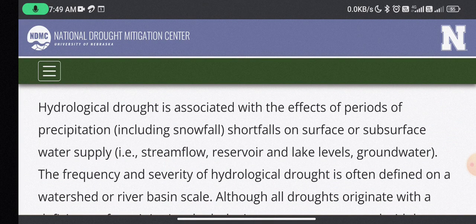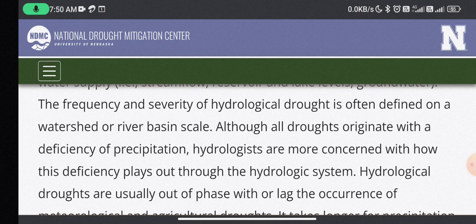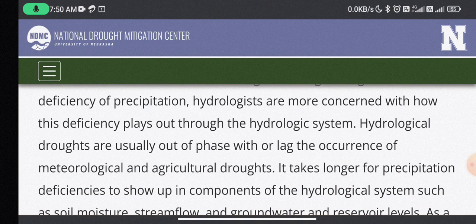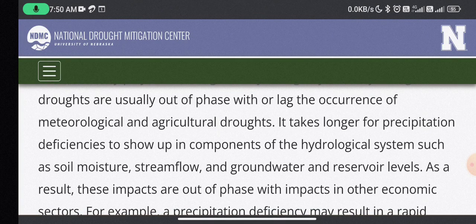Hydrological drought is associated with the effects of periods of precipitation, including snowfall, shortfalls on surface or subsurface water supply, that is stream flow, reservoir and lakes levels, and groundwater. The frequency and severity of hydrological drought is often defined on a watershed or river basin scale. Although all droughts originate with a deficiency of precipitation, hydrologists are more concerned with how this deficiency plays out through the hydrological system. Hydrological droughts are usually out of phase with or lag the occurrence of meteorological and agricultural droughts.